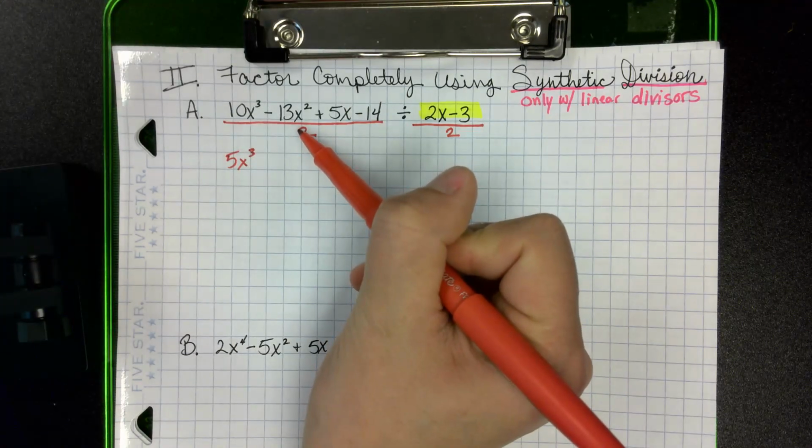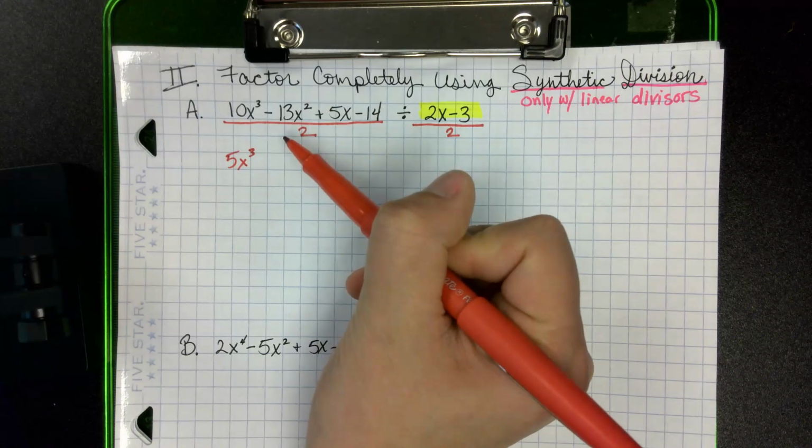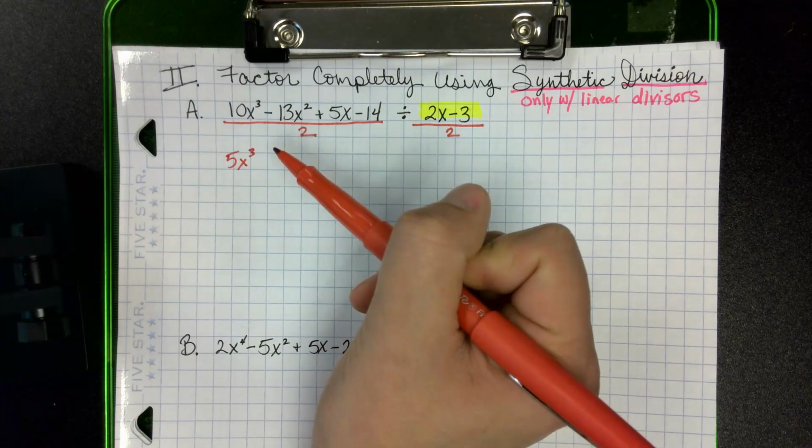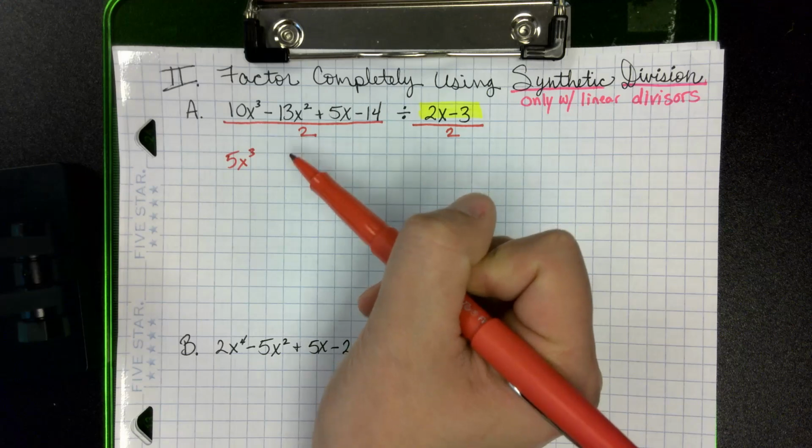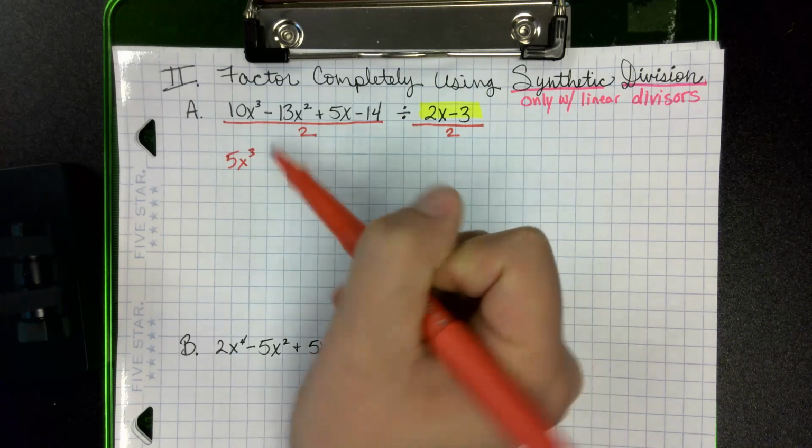13 does not divide by 2. It's okay. I'm going to write it as a fraction. I know you're like, oh my gosh, this is going to be a disgusting fraction. Just trust me. It's not that bad. It all will take care of itself.